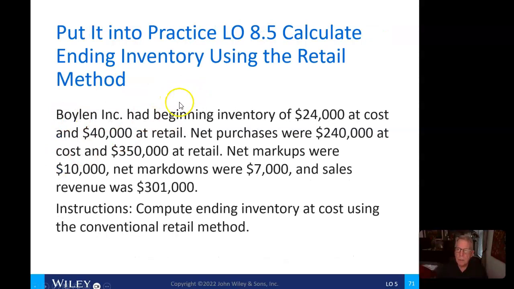So let's take a look at that. Boylan Incorporated had beginning inventory of $24,000 at cost, $40,000 at retail. Net purchases were $240,000 at cost, $350,000 at retail. Net markups were $10,000. Net markdowns were $7,000, and sales revenue was $301,000. So they want you to compute ending inventory at cost using the conventional retail method.